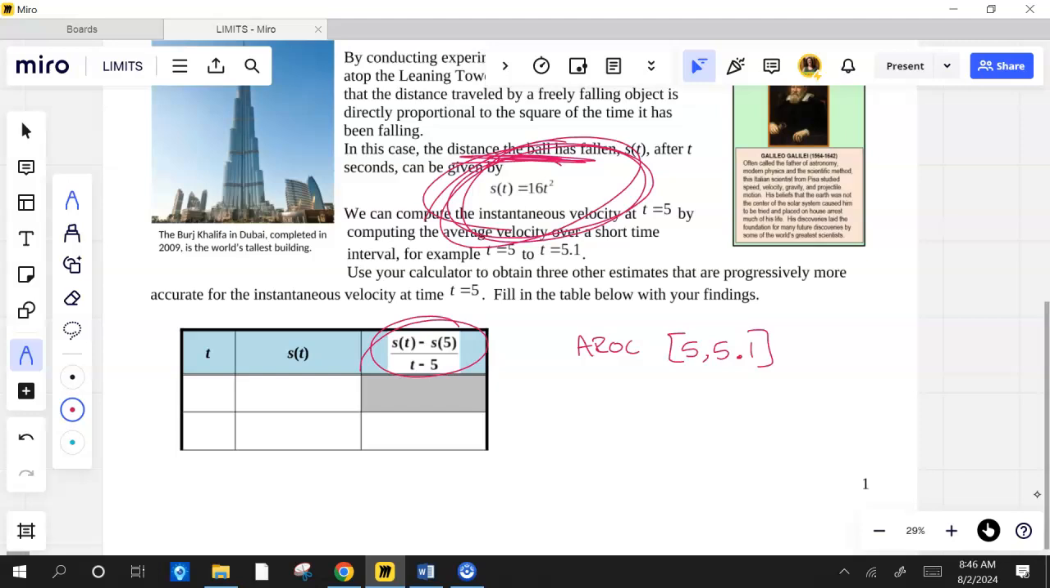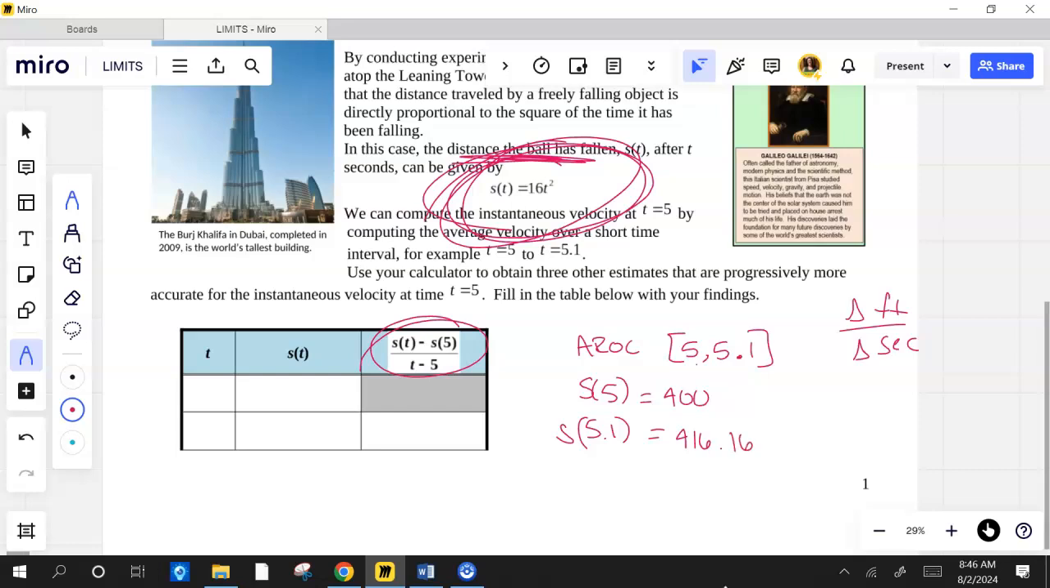How do you find AROC? Change in feet over change in seconds. Between 5 and 5.1 seconds, how many feet did it change? How in the heck am I going to find that? You have an equation for that. Right? At 5 seconds, how far have I fallen? 400. At 5.1 seconds, how far have I fallen? 416 point what? I don't have my calculator.